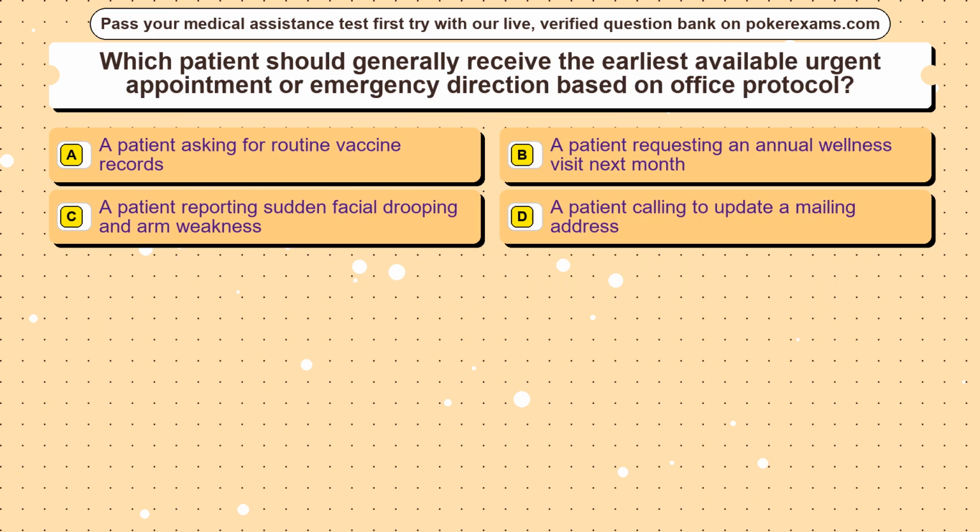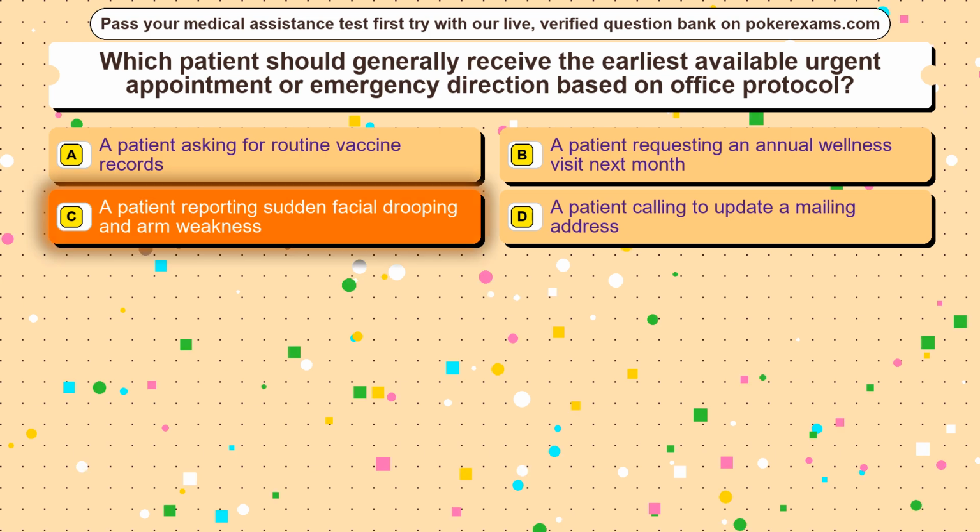Question 65. Which patient should generally receive the earliest available urgent appointment or emergency direction based on office protocol? Option A. A patient asking for routine vaccine records. Option B. A patient requesting an annual wellness visit next month. Option C. A patient reporting sudden facial drooping and arm weakness. Option D. A patient calling to update a mailing address.